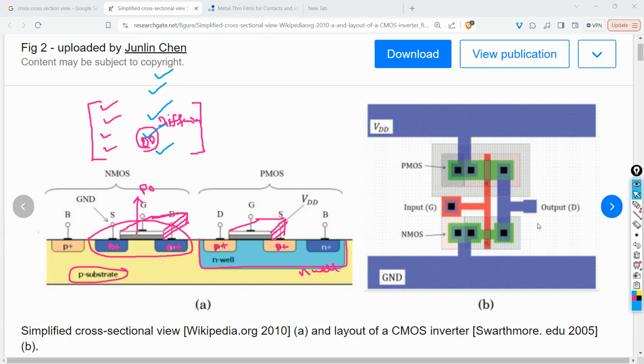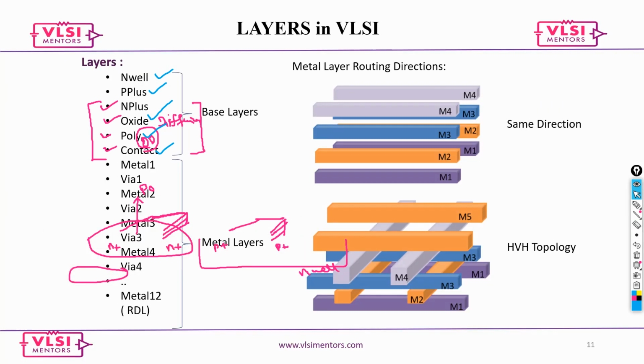So now you need all these layers to ensure that your devices are manufactured properly. And then we will use these metal layers for routing purpose. In upcoming classes we will look into all this. Now remember one thing: for the base layers, there is nothing you have to worry about in terms of direction, only horizontal direction and vertical direction.